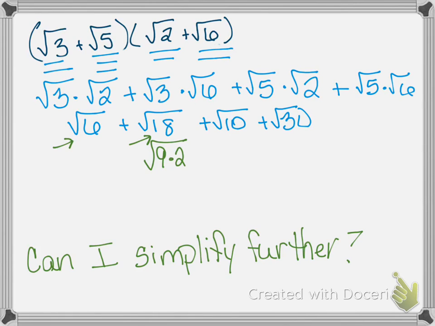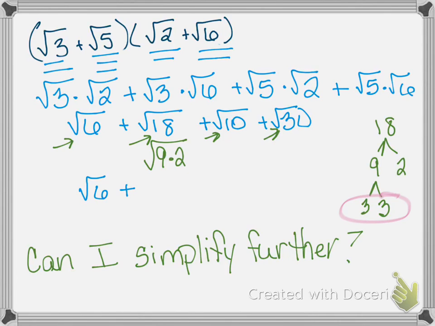Okay? Now, if you weren't sure if 18 had a perfect square in it, you can always do your prime factorization. Your clue should be, if I've got 2 of something, then I've got a perfect square and I can pull one of them outside. So we do. That's one right there. Square root of 10, is there a perfect square in it? Square root of 30, perfect square? No. Okay. So I'm going to bring down my square root of 6. What is the square root of 9? 3. Good.